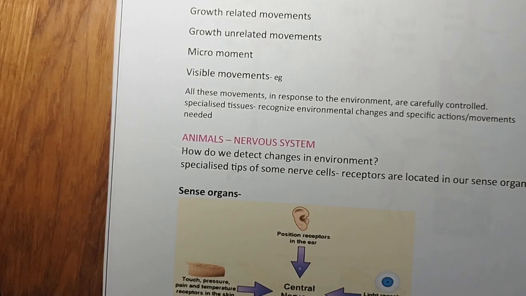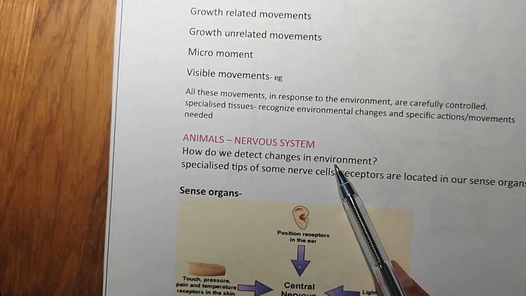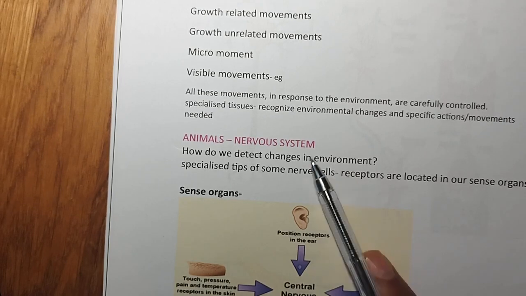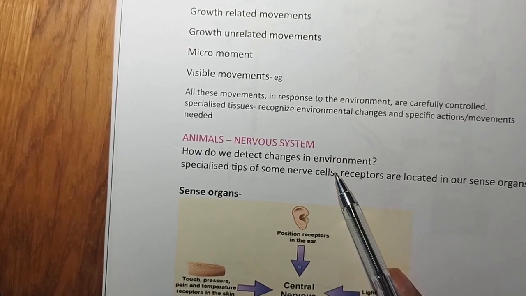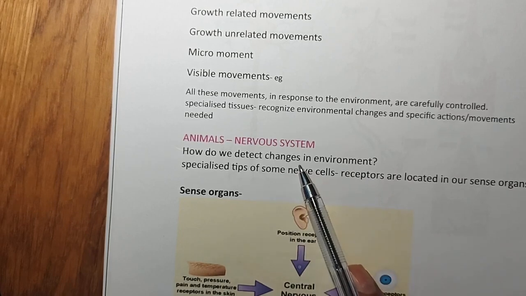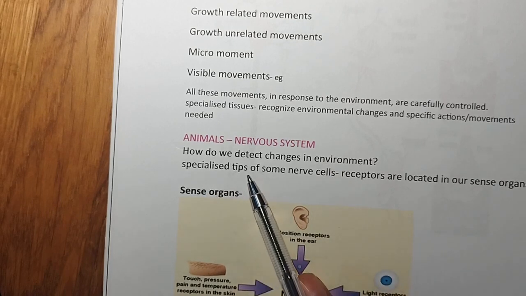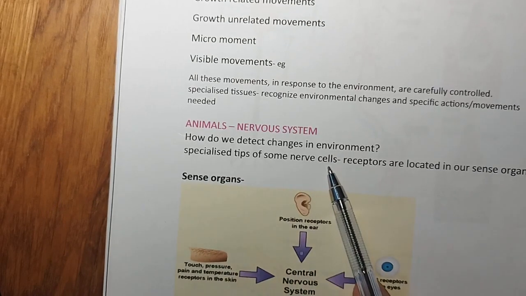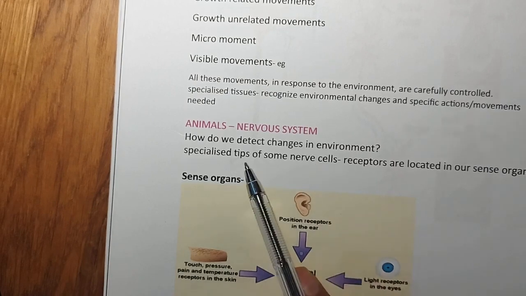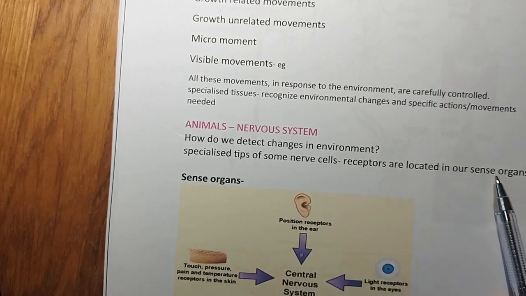This change in the environment comes to the skin and it is detected by our body, the danger signal is detected and the hand is withdrawn. And how does that happen? How is this change detected? This dangerous signal is detected by specialized tips of some of our nerve cells. And what are these special tips of nerve cells called? They are called receptors. They are located in our sense organs and they detect the danger signals.